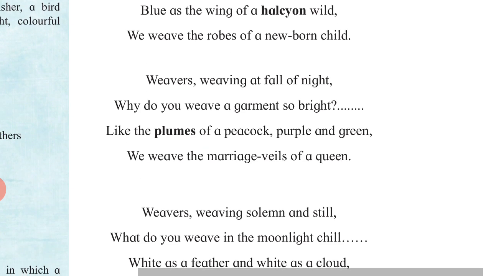Look at the second stanza. Weavers weaving at fall of night, C. Why do you weave a garment so bright? C. Like the plumes of peacock, purple and green, D. We wave the marriage veils of a queen, D. So in the second stanza, the poet used the rhyming scheme of C, C, D, D.